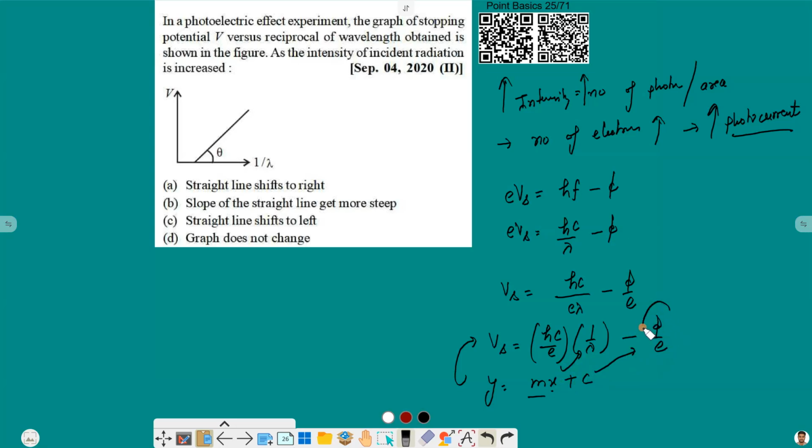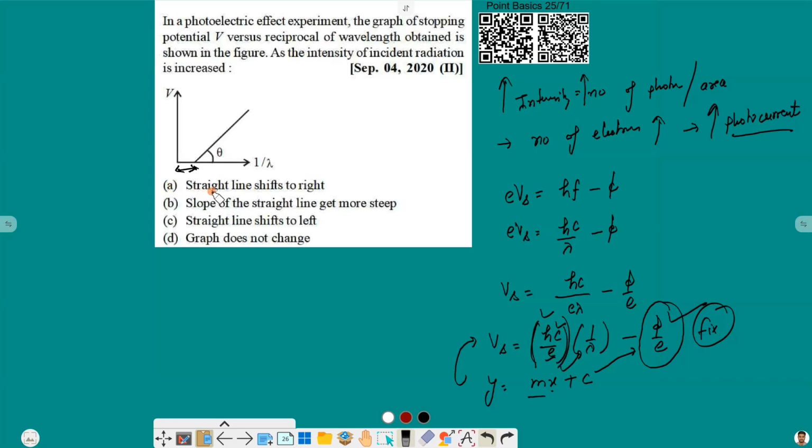Now this constant phi by e is a constant, we can say, for the same material. For the same material, work function will be constant, and e is the charge of the electron, that is constant. So this is fixed. So we can say this intercept is not going to change, whether we increase the intensity or not, because it does not depend upon the number of electrons or photon current. And regarding the slope, slope has h, c, and e. All these are independent constants, so they do not change with intensity. So slope is also not going to change.